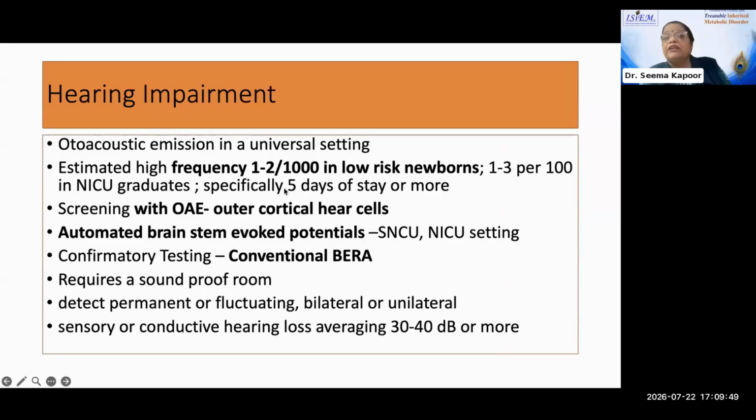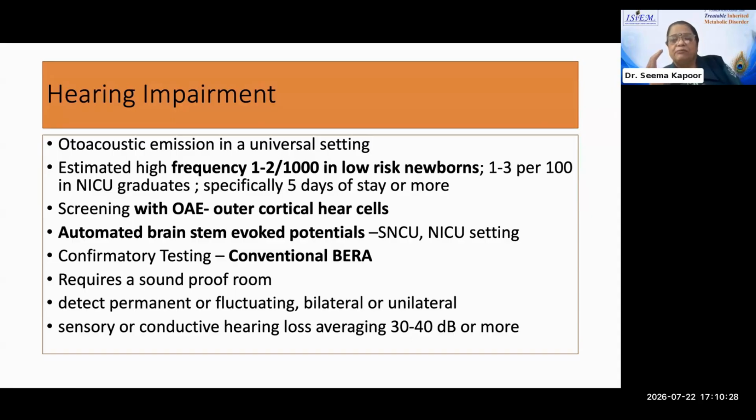The frequency is 1 to 2 per 1,000 in low risk babies and 4 per 100 in NICU graduates. A very simple test like otoacoustic emission can check hearing up to the outer hair cells. So you have the outer ear, the middle ear, and the inner ear. In the inner ear, you have outer hair cells and inner hair cells. So up to the outer hair cells, OAE will give you everything. But if you want to go beyond, you have to do ABR.